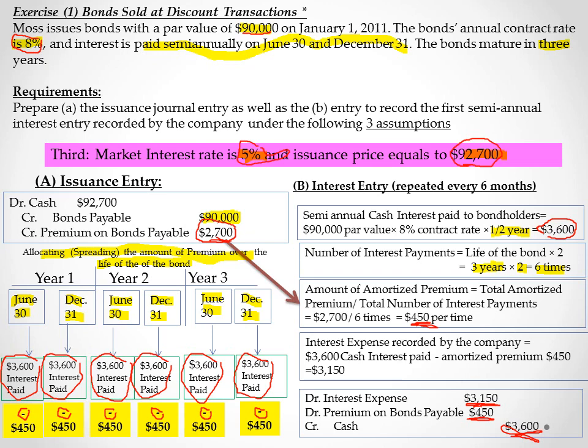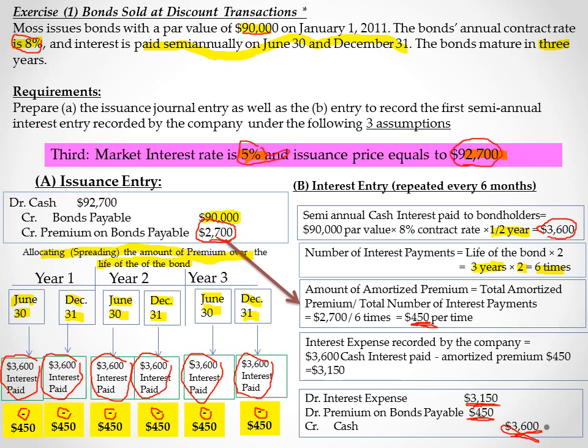So I'm going to record this entry. I'm going to debit interest expense, not by the 3,600. No, I will have to subtract from it the amount of the amortized premium, because we will treat the premium as saving in the interest expense. So we will get 3,150. Then we are going to record the cash that the company will pay.